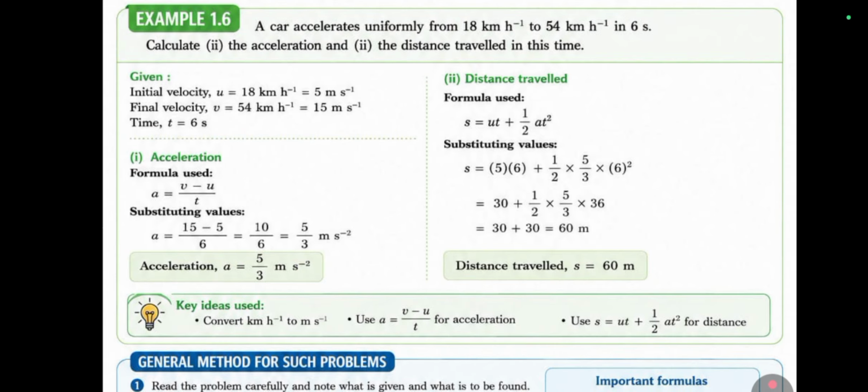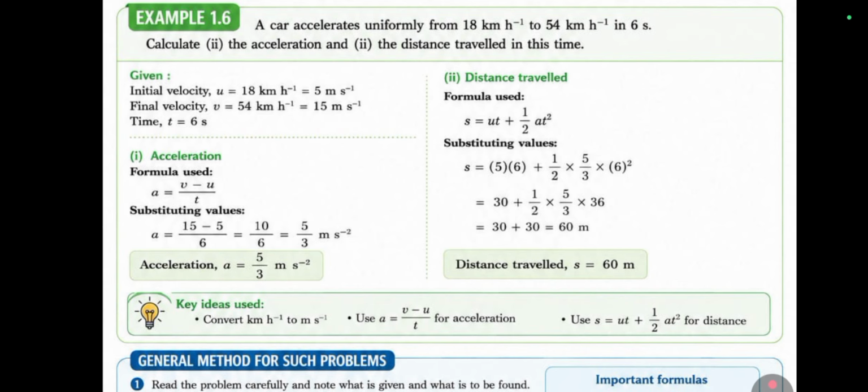So u is equal to 18 kilometer per hour. It can be changed into meter per second, that equals 5 meter per second. And final velocity v is equal to 54 kilometer per hour, and it changes into 15 meter per second, and t is equal to 6 seconds.